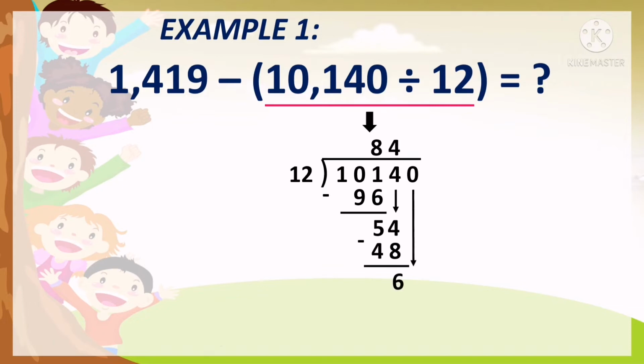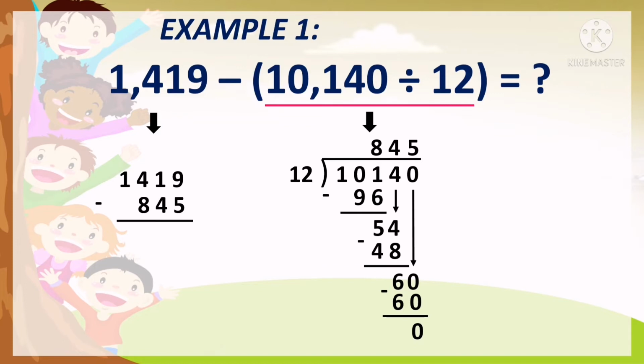And finally, bring down the last digit, which is 0. And we have now a new number of 60. 60 divided by 12 equals 5, and 5 times 12 equals 60. Subtract 60 minus 60 equals 0. So that means the quotient is 845. Now we will be using this answer from the first given number, and we will just copy it again. 1419, and the next operation there is subtraction. So write or copy minus, then the answer that we have inside the parentheses earlier, which is 845. So just subtract the two numbers.